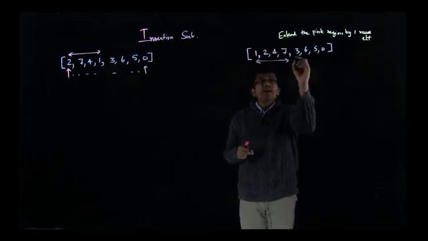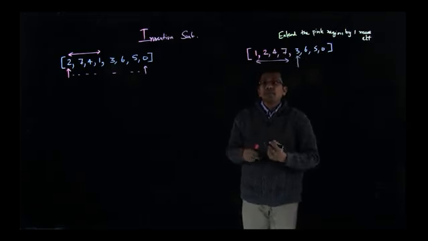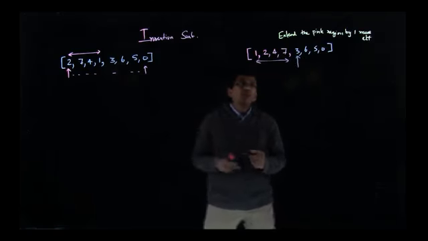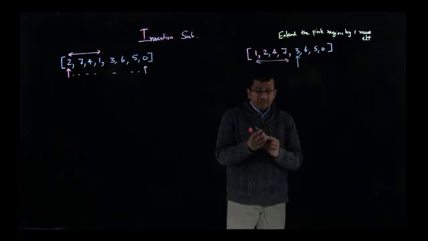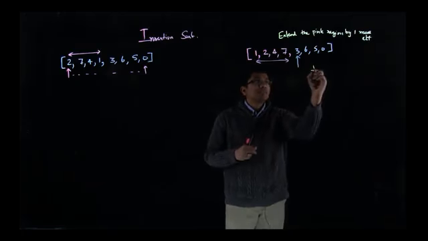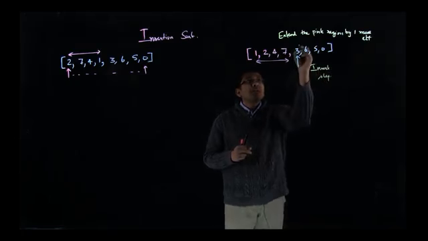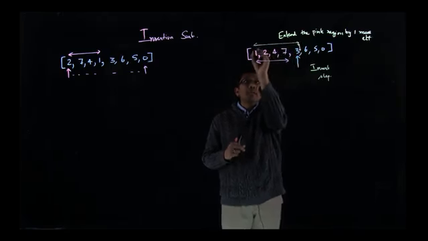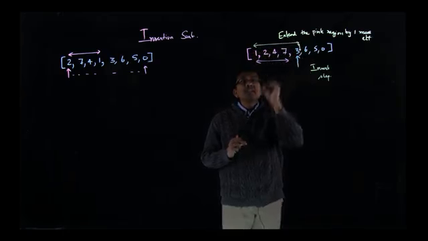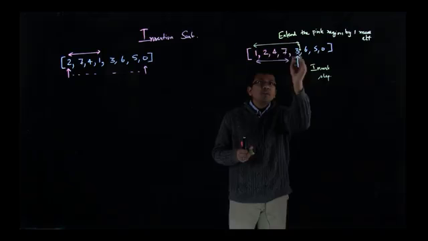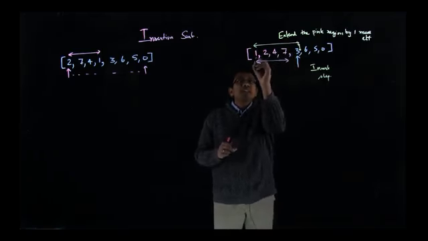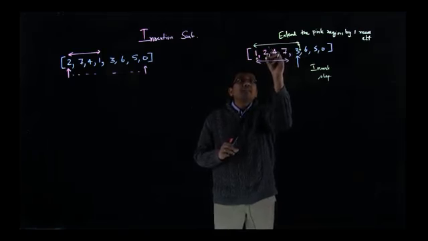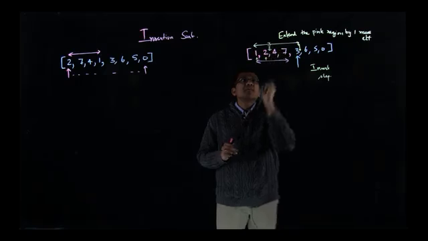Now the pointer comes to 3. This is called the insert step. To grow the pink region by one more element, I'm going to need to insert 3 into this array. How does 3 get inserted? Well, first I look for the right place for 3. I'll start scanning from the left, and I will see, okay, 3 needs to come here.